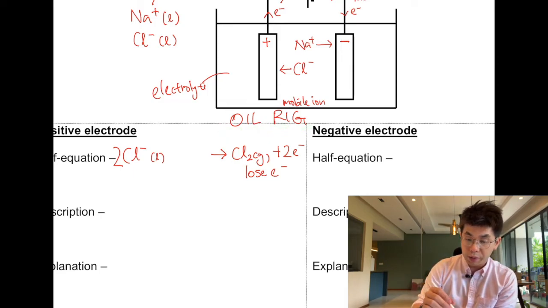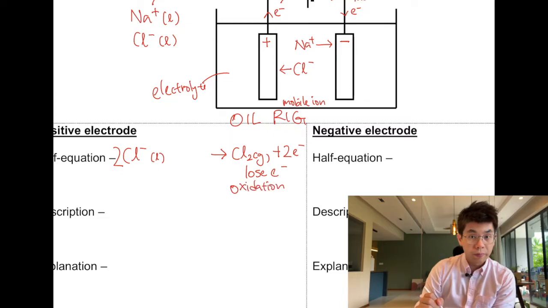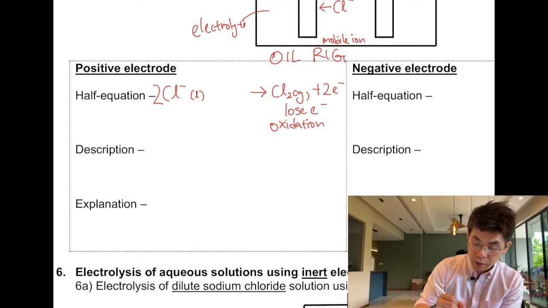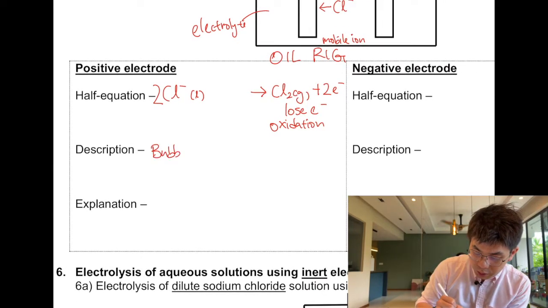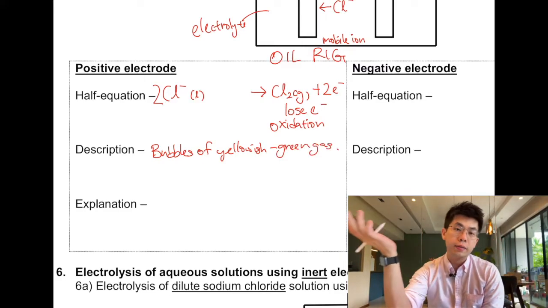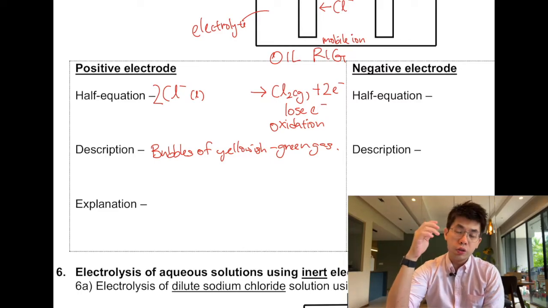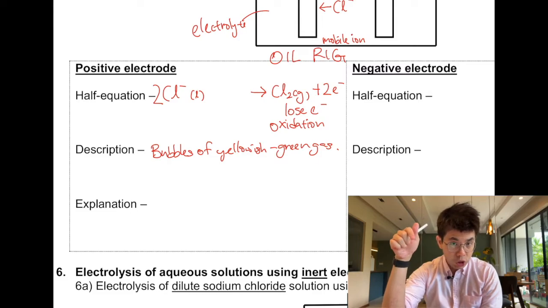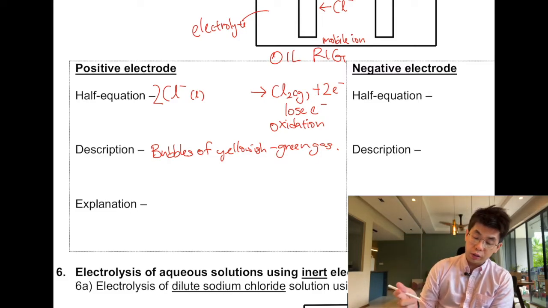So what is happening on this side is an oxidation reaction, because I lose electrons. So I need to describe what I see. Well, I see bubbles of yellowish green gas. And then you must describe the test for chlorine, which is damp blue litmus paper turning red, and then bleach. So that's bubbles of yellowish green gas.